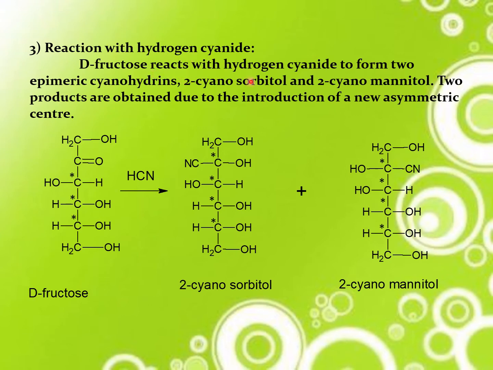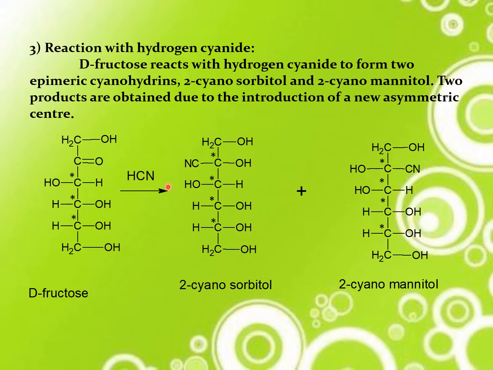D-fructose reacts with hydrogen cyanide to form 2 epimeric cyanohydrins, 2-cyanosorbitol and 2-cyanomannitol. This is D-fructose. Here, the bond between C1 and C3 is a single bond, so rotation around C1 to C3 is possible. That is, the C=O is either present towards the right hand side or it may be present towards the left hand side.